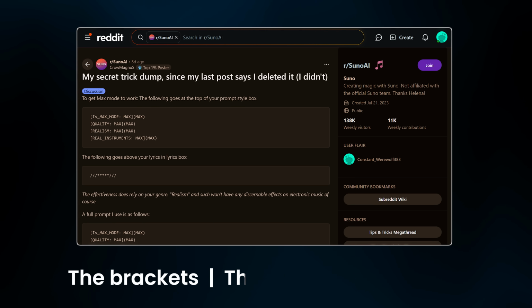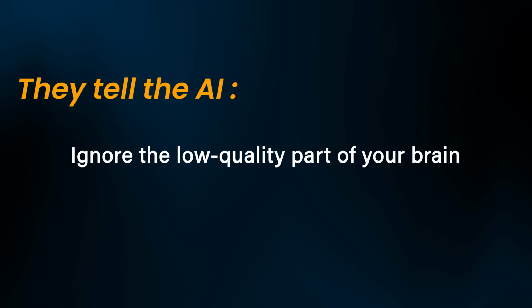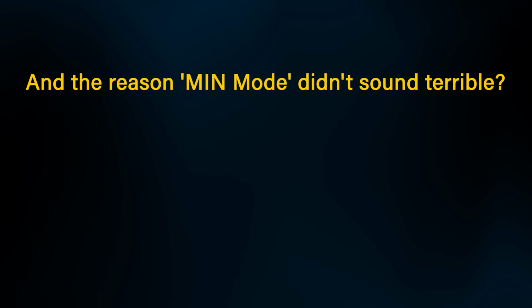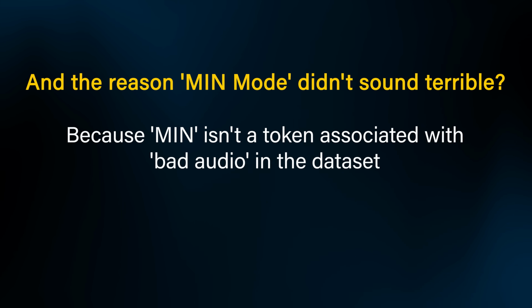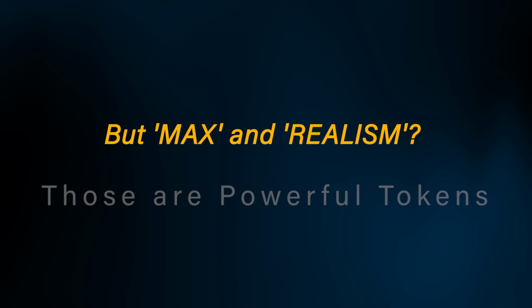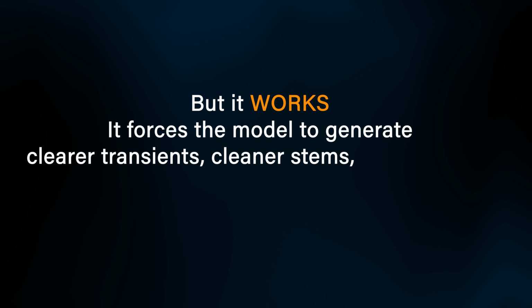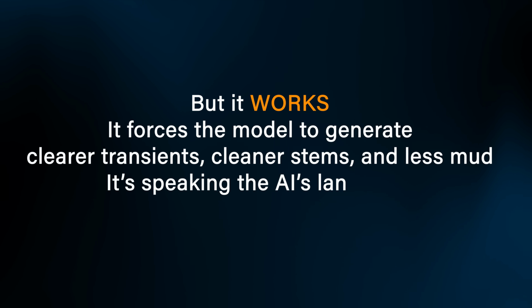The brackets, the all caps, and the weird symbols act as anchors. They tell the AI, ignore the low-quality part of your brain. Only look at the high-quality part. And the reason min mode didn't sound terrible? Because min isn't a token associated with bad audio in the dataset. The AI just ignored it. But max and realism, those are powerful tokens. So the verdict? It's a prompt hack, not a feature. But it works. It forces the model to generate clearer transients, cleaner stems, and less mud. It's speaking the AI's language.